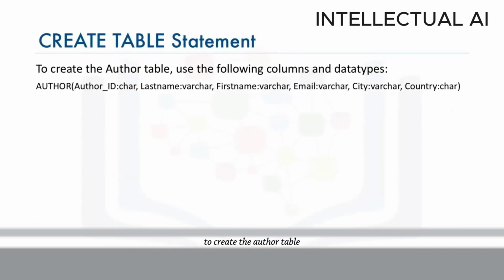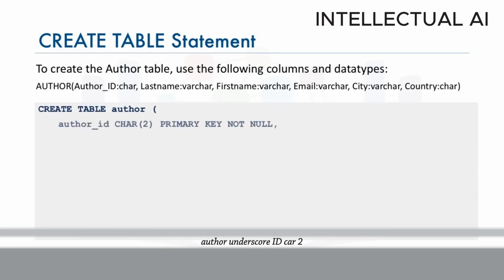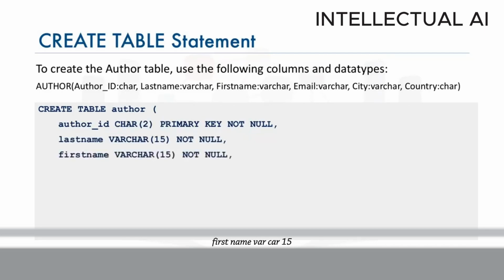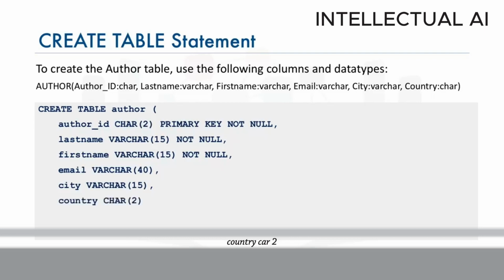To create the author table, issue the following command. Create table author, open parentheses, author_ID, char 2, primary key not null, comma, last name varchar 15, not null, comma, first name varchar 15, not null, comma, email varchar 40, comma, city varchar 15, comma, country char 2, close parentheses.